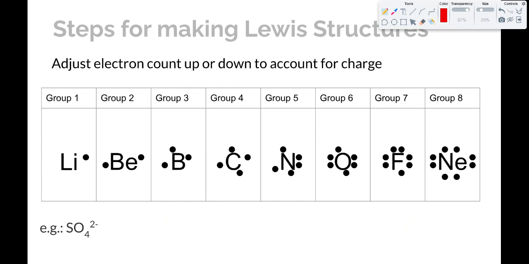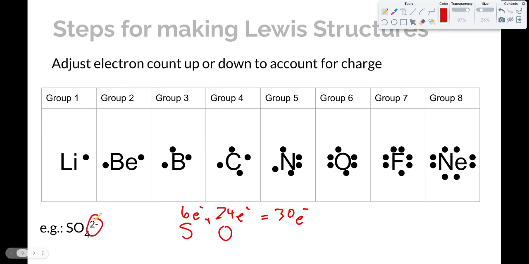But sometimes you will have a polyatomic ion, which is like a molecule that has a charge. So in that case, like in SO4 2-, which is called the sulfate ion, the first thing you do is just do what we did before. Sulfur is going to have 6 electrons because it's column 6. And then oxygen is going to have 6 electrons as well, but there's 4 of them. So that's 24 electrons. So if you add these up, you're going to have 30 electrons.